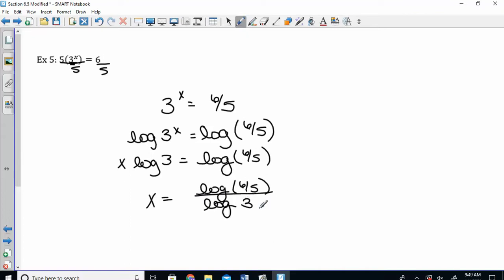Sometimes it will ask for an exact answer. This is your exact answer. And then sometimes I'll ask for a decimal. So when we type this in, you just have to remember every time you push the log button, it opens a parenthesis, so you have to close it.